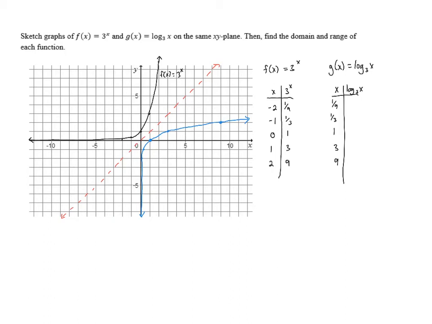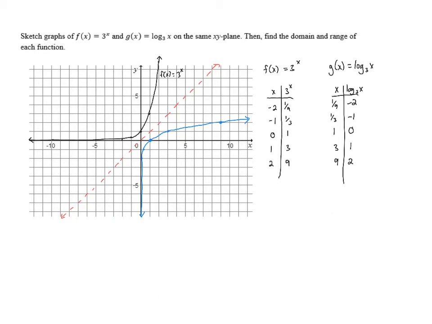These correspond to 3 squared, 3 to the first, 3 to the 0, 3 to the negative first, 3 to the negative second. And you can plot these points. They end up being the exact same points that we've plotted here, because you'll notice that each of them is just switching the x and y values, which is the case because these are inverse functions.